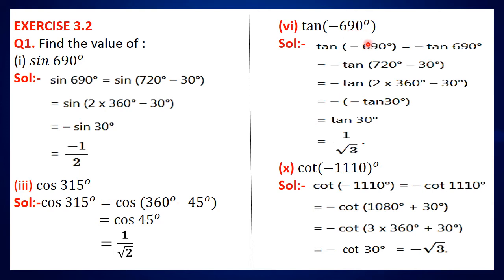Next, tan minus 690 degree, and here we have to apply one more result, that is tan minus theta is equal to minus tan theta. So minus tan 690 degree, and 690 can be written as 720 minus 30. So the same function will come, and this negative is obtained in the first step only. So minus tan 2 into 360 minus 30 can be written as minus of minus tan 30 degree, because in the fourth quadrant tan is negative. So minus of minus is positive. Tan 30 degree is 1 upon root 3.